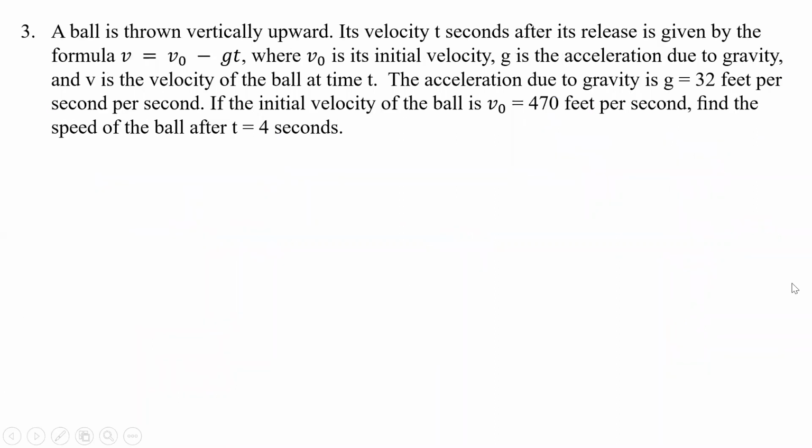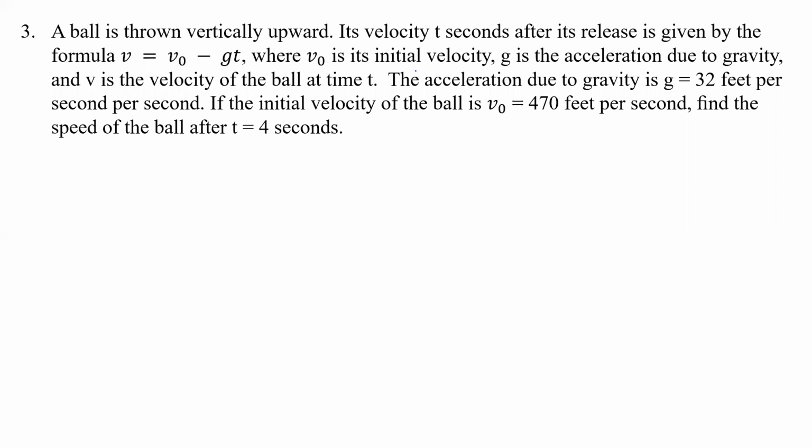All right, so what about here? A ball is thrown vertically upward. Its velocity t seconds after its release is given by the formula v equals v naught minus gt. Again, these are just variables. So, they're going to tell us what each of these variables are equal to, and then we just have to plug in what they are.